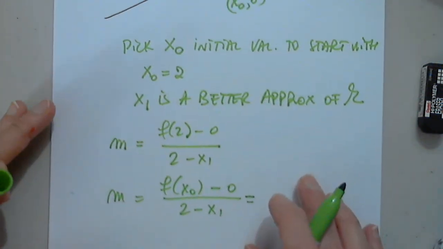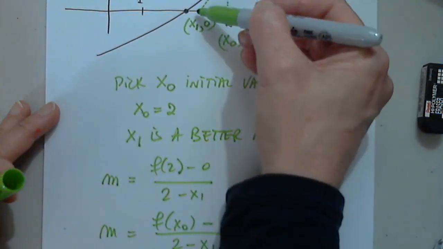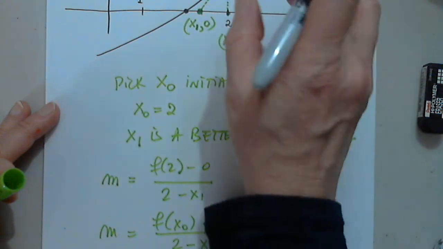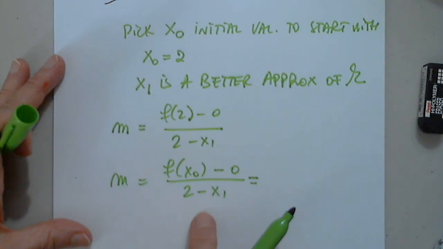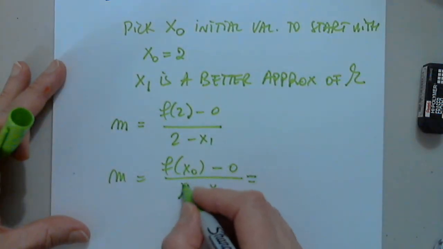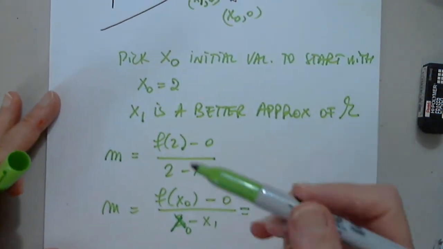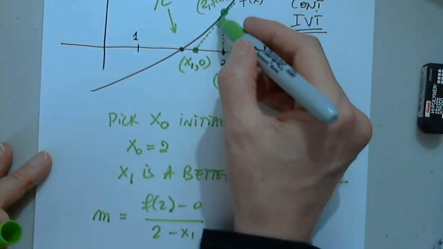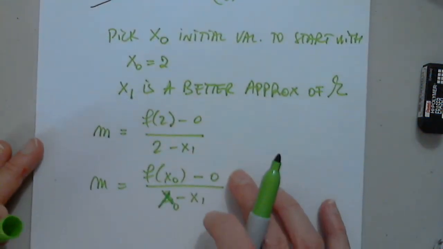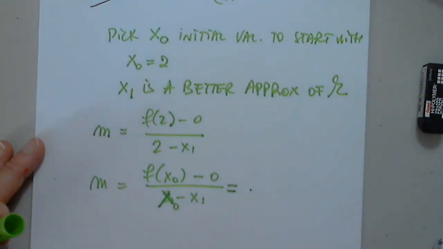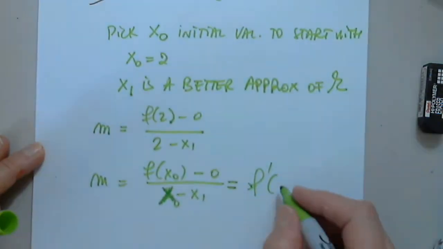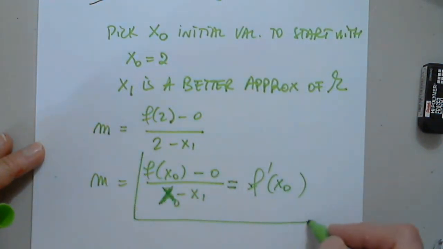We've had this in the past. There is another way of determining the slope of this line. Can anyone refresh our memory? So we have 2 points, we determine the slope: f of x0 minus 0 over x0 minus x1. Can anyone give us the slope of this line in any other way? What's the derivative? This is f prime of x0. Awesome. Yes, indeed.